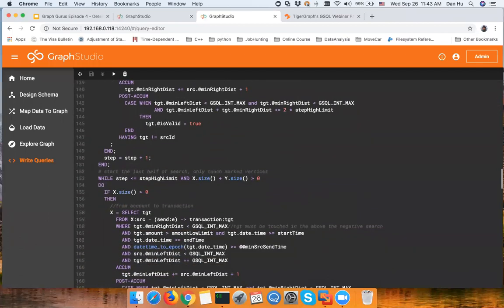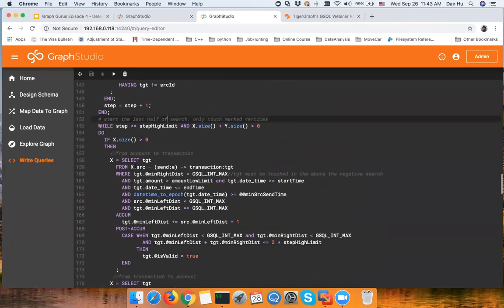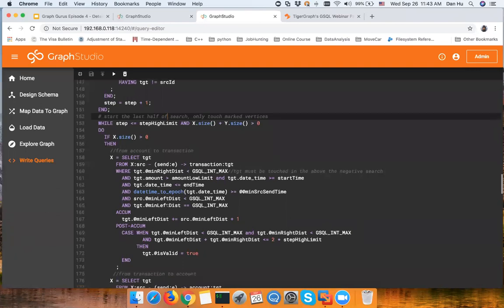So that's our phase 1, the step 1 of phase 1. Step 2 is actually another half search. So we still require a while loop, but the step must be just smaller than the high limit. So the same thing, but in this way, we actually have more conditions. So we have the condition on amount low limit, we have time constraint, and also we want the source target left distance.